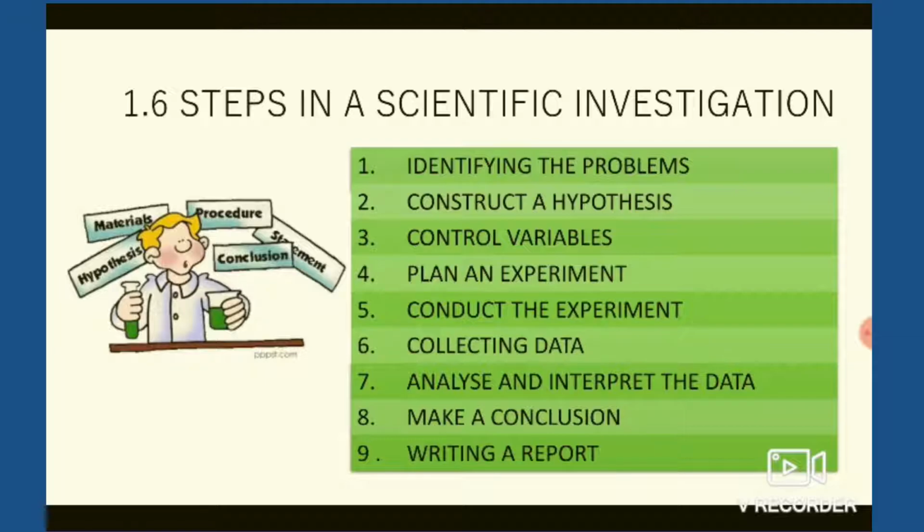1.6 Steps in a Scientific Investigation. So, let's recall the science process skills that you have learned in primary school. As you can see right here, there are 9 steps. This method consists of a few important steps to enable a problem to be solved using the correct method, of course. This is a sequence of the steps of carrying out a scientific investigation in the correct order. Okay, let's start.